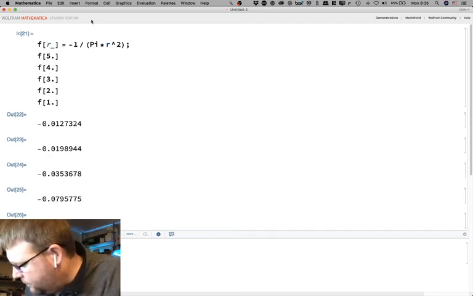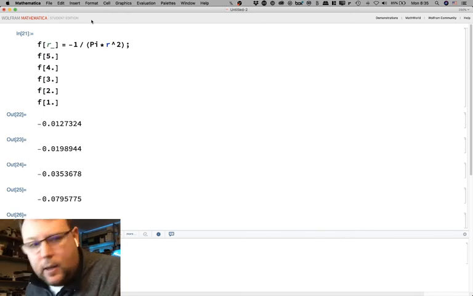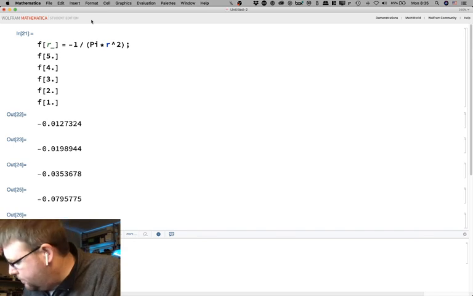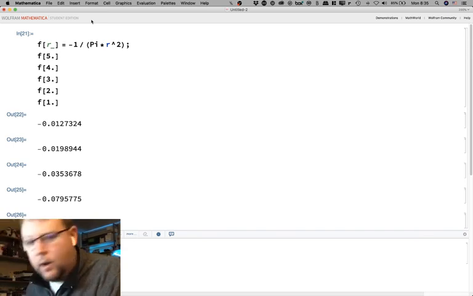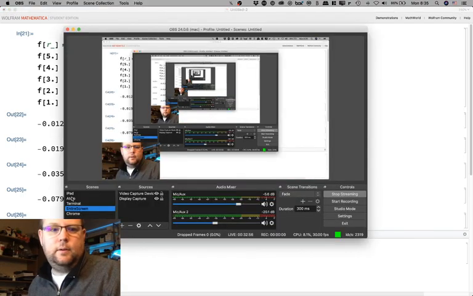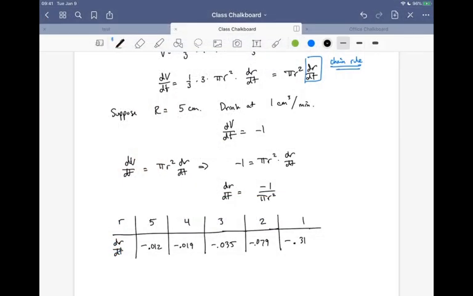So negative 0.012, negative 0.019, negative 0.035, negative 0.079, and negative 0.31. Okay, so I'll go back to the iPad. Those were the numbers that we computed just real quickly with Mathematica.